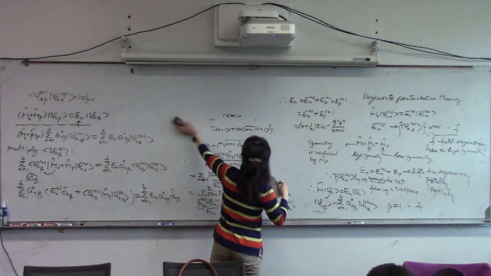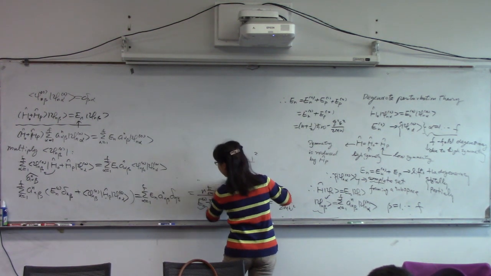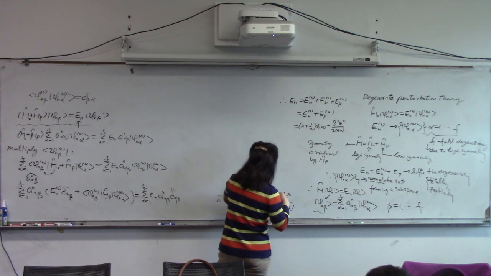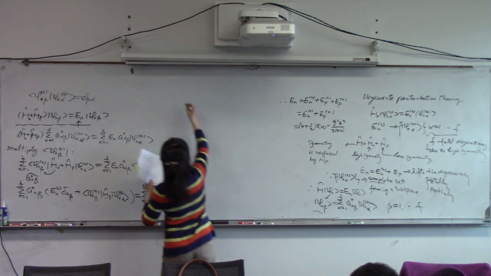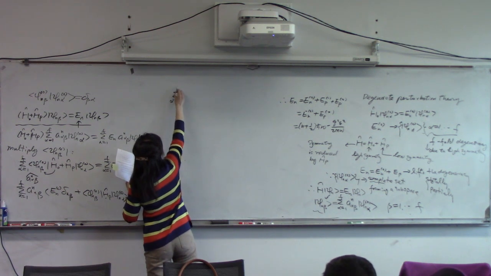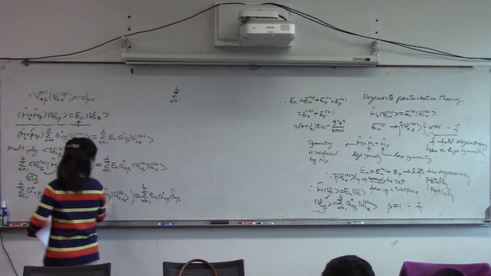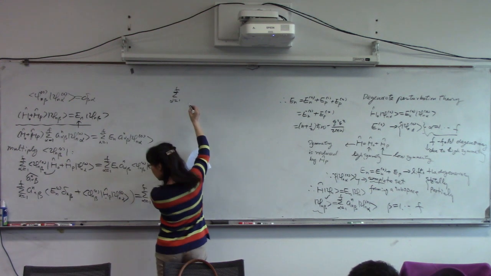Now let me move all these terms to the left-hand side, so you will see this is a group of homogeneous linear equations, from 1 to F. Okay, so I'm going to keep this one at first.